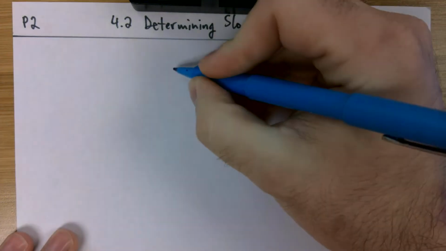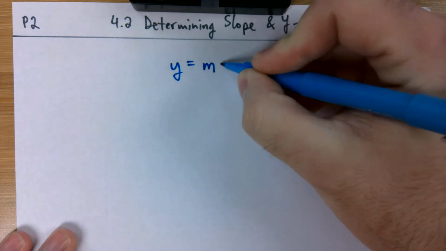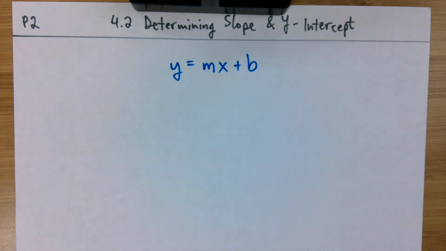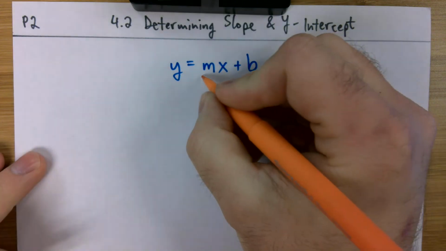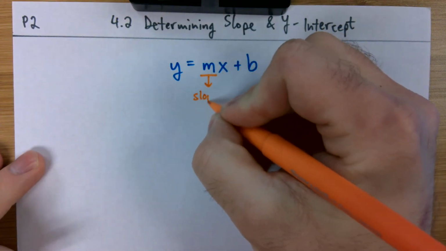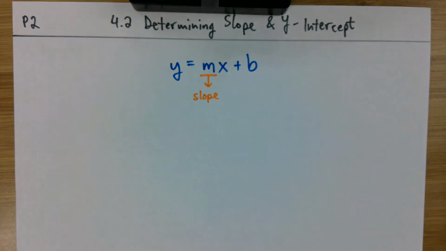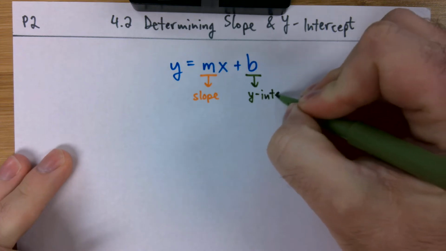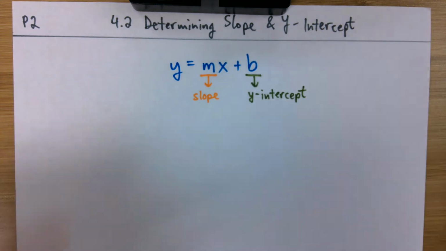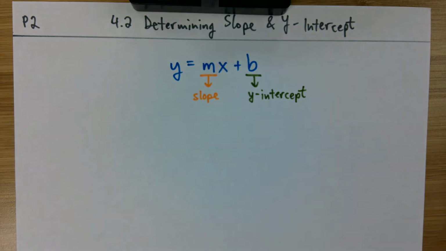Right now what we're going to do is we're going to take an equation in this form, y equals mx plus b, and we just need to remember that m is our slope and b is our y-intercept. I know we wrote something similar to this yesterday. It is that important that we got to write it twice.